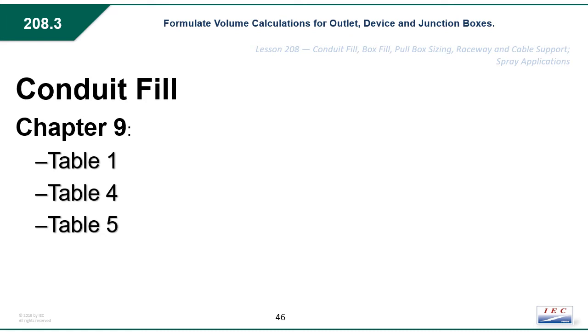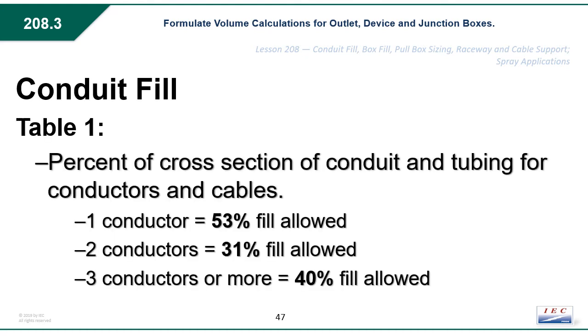Conduit fill, Chapter 9. Chapter 9, Tables 1, 4, and 5 is where we get our conduit fill. Chapter 9, Table 1 gives us a percentage of fill allowable. Table 4 gives us a cross-reference based on that percentage, and Table 5 gives us a cross-reference based on the type of conductor being installed. So Table 1, percent of cross-section of conduit and tubing for conductors and cables.